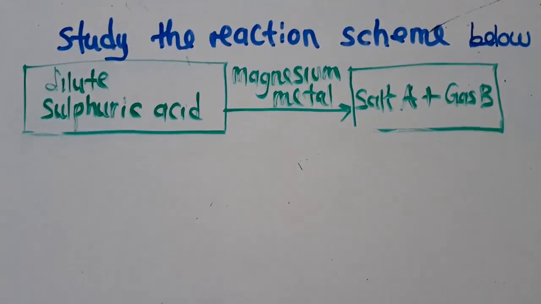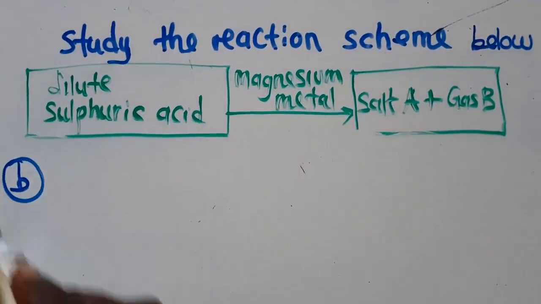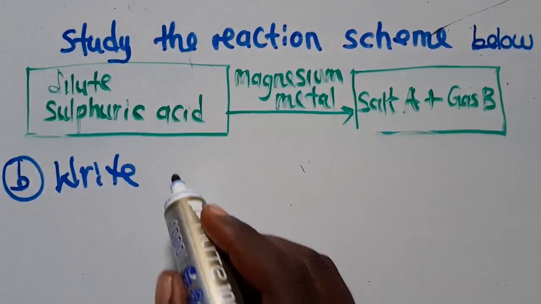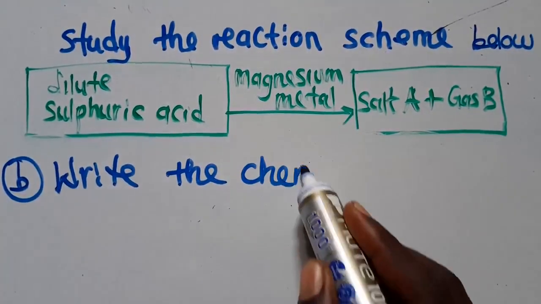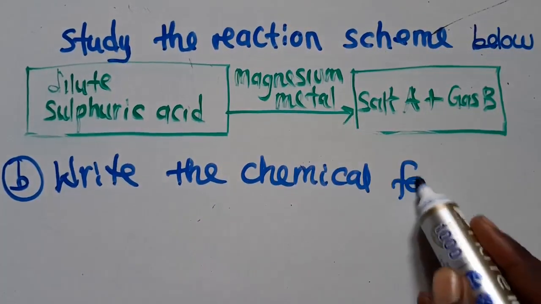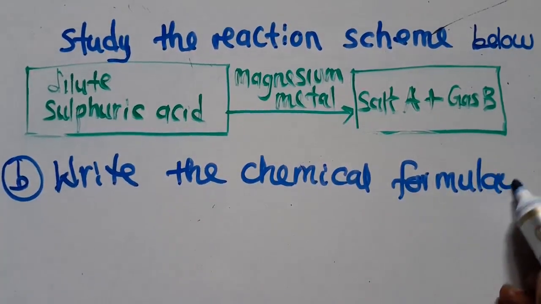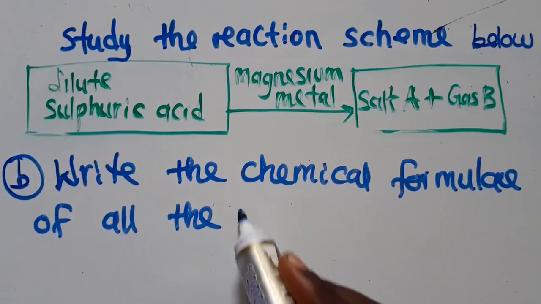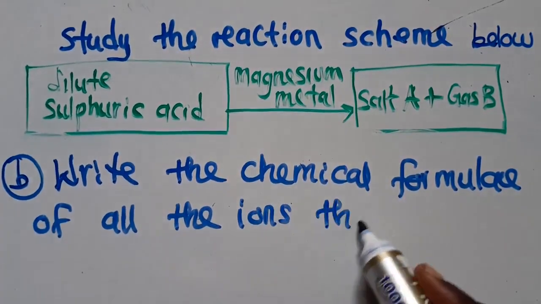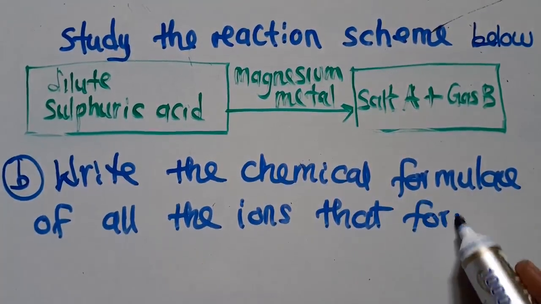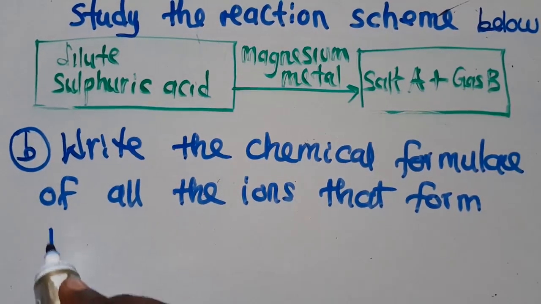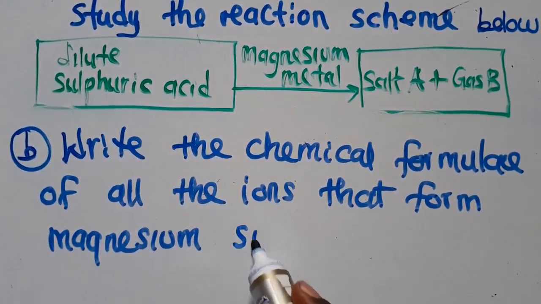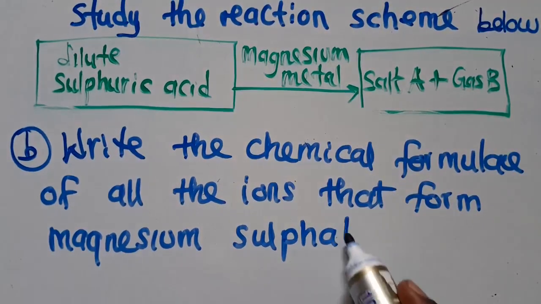Using this same diagram, the next question, which is B, is saying: write the chemical formula of all the ions that form magnesium sulfate. So how can you go about that? How can you answer this question?